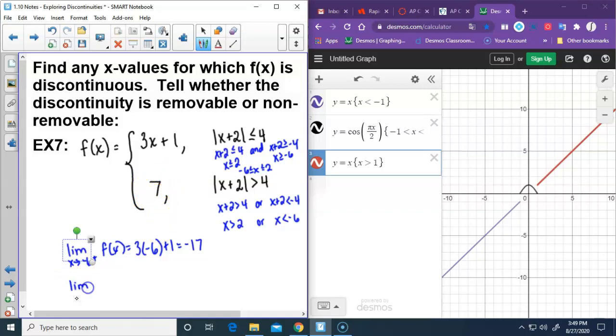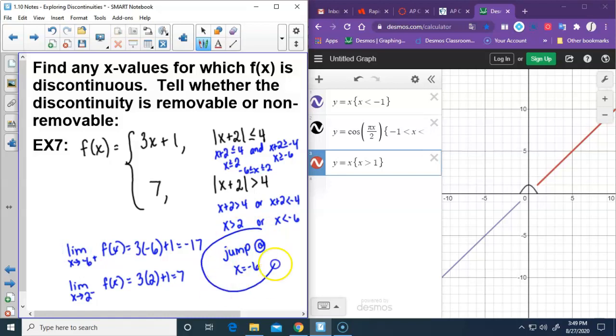If I do the limit as x approaches 2 from the left, f of x is going to be 3 times 2 plus 1. This does equal 7. So at 2, we're going to be continuous, but at negative 6, we are not. So we would have a jump or a removable discontinuity at x equals negative 6.